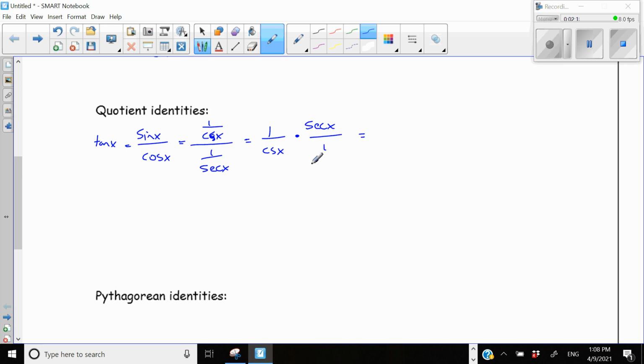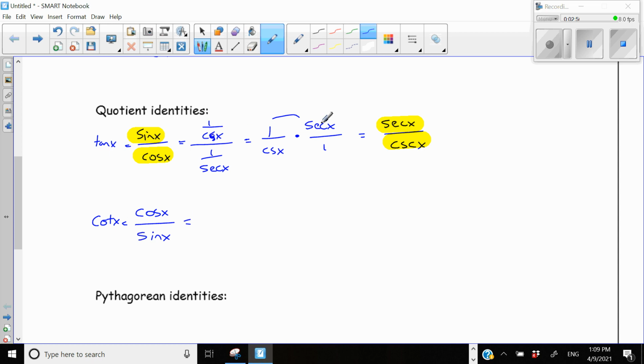Now, if I simplify this multiplication, top by top will be just secant of x, bottom by bottom will be cosecant of x. So this is another identity. I'm going to highlight this one and this one, another identity for tangent. The same way we can write the quotient identity for cotangent of x. Cotangent is cosine of x over sine of x. Because cotangent is the reciprocal of tangent, this time it will be flipped, cosine over sine.